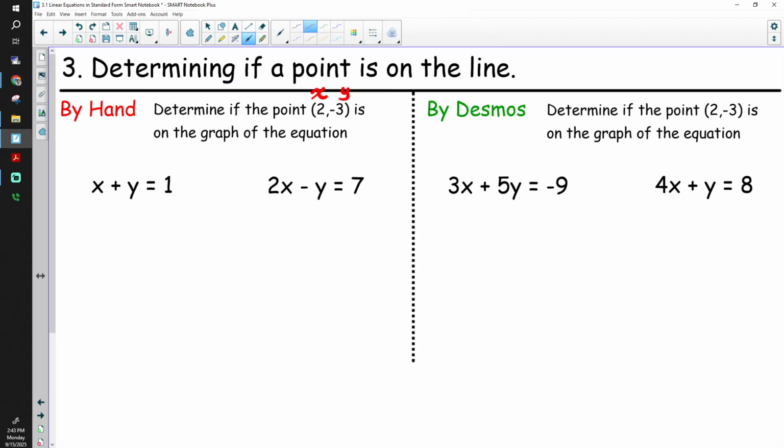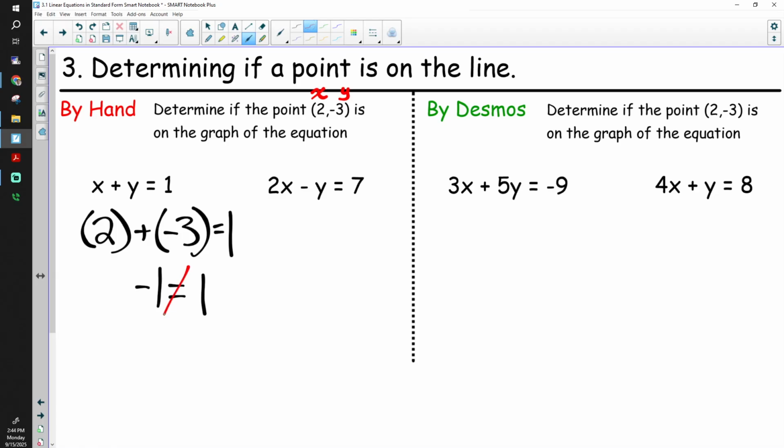So I'm going to go over here to my first equation, and instead of writing an x, I'm going to plug in 2. When you plug numbers in, you always hug them in parentheses. (2) plus, what goes in for y? Negative 3. Parentheses, negative 3, parentheses. And what does that have to equal? 1. Now the question is, does 2 plus negative 3 equal 1? What is 2 plus negative 3? Negative 1. And is negative 1 equal to 1?